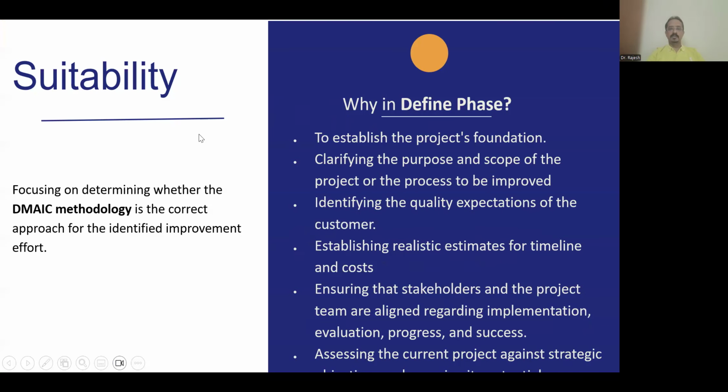See, first thing I have to understand is whether the project I'm selecting is suitable or not. Right? Focusing on the DMAIC methodology, is it my correct approach? First thing, to establish the project foundation, you have to clarify the purpose and scope. This is very important. Why I'm doing this and what is the scope of the project, and identify the quality expectation, right? What you are going to expect out of this project.